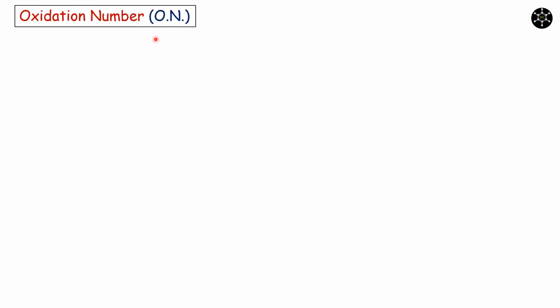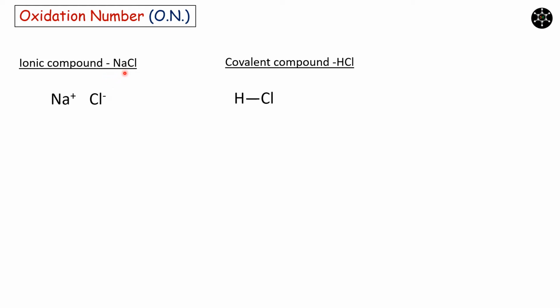Another supporting concept to understand electrolysis is oxidation number. To understand oxidation number, let us consider one ionic compound, sodium chloride, and one covalent compound, HCl. In sodium chloride, we know that we have one positive charge on sodium and one negative charge on chlorine. This occurred because of the complete transfer of one electron from sodium atom to chlorine atom. Whatever the charges we see on this sodium and chlorine, that itself will be its oxidation number. So, sodium will have plus 1 oxidation number and chlorine will have minus 1 oxidation number in sodium chloride.